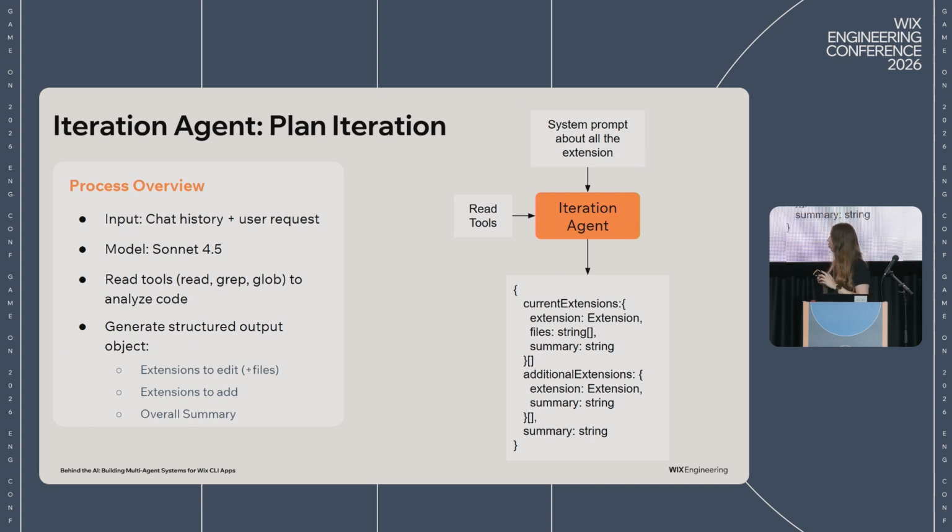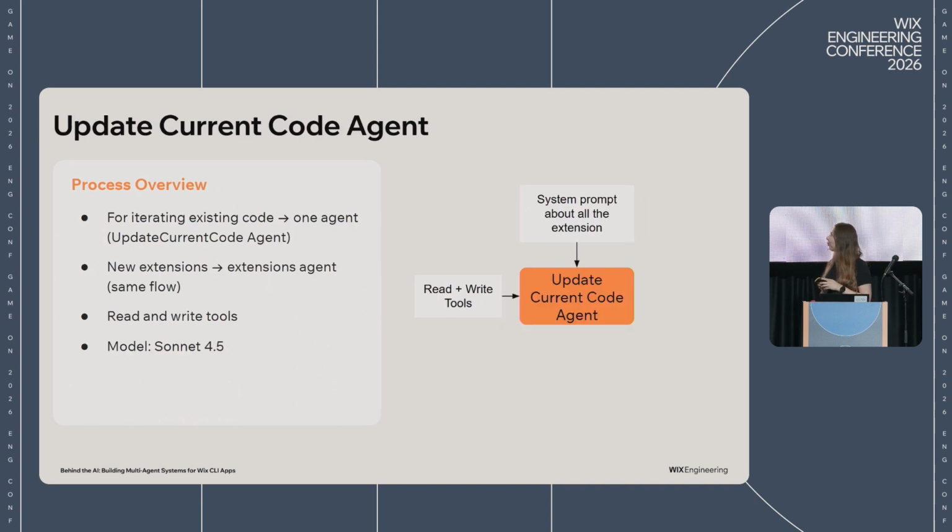At first, we wanted to split the current extensions into extensions agents, but it causes errors because sometimes the extension agents can receive a wrong file from the iteration agent. So we decided to create another agent, the update current code agent. Its job is to update all the current extensions with the read and write tools. And regarding the new extensions, we call the extensions agents that we saw before with the same flow that we saw.